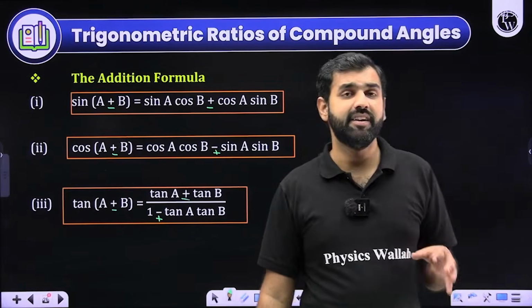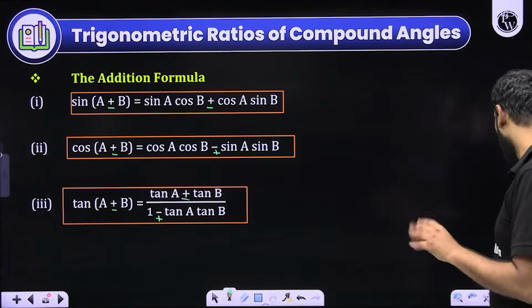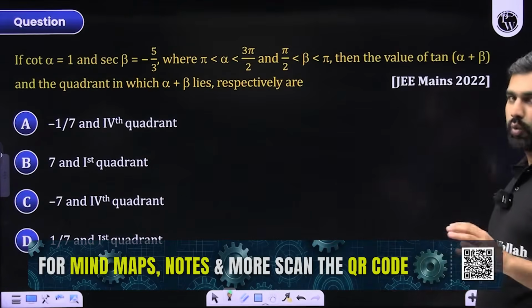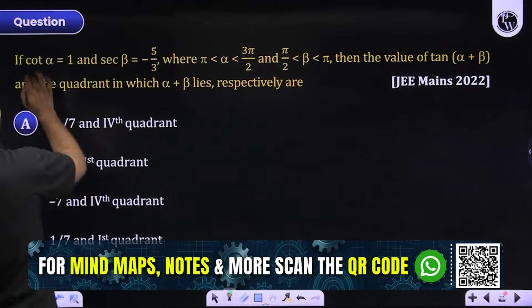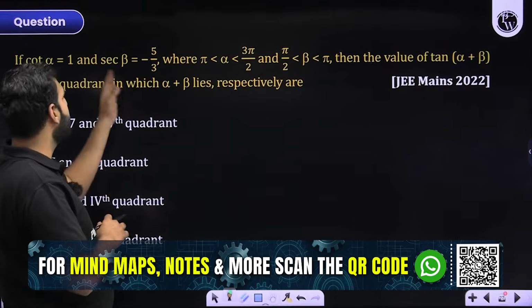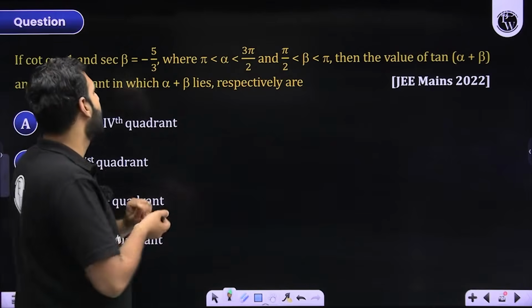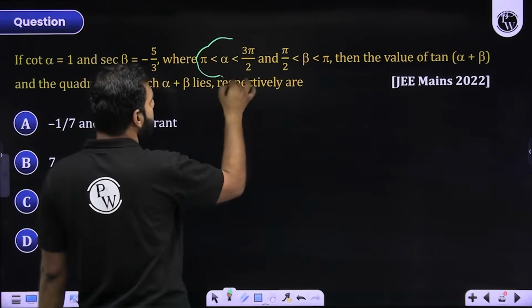I hope you will remember these three very standard, very basic formulae, based on which let's try and solve a question. What does it say? The question says cot alpha is given as 1, sec beta is given as minus 5 by 3. We are also given that alpha is between pi and 3 pi by 2.